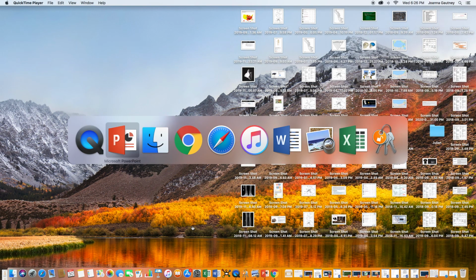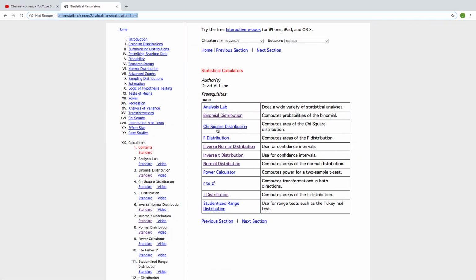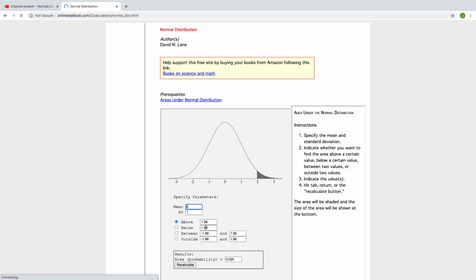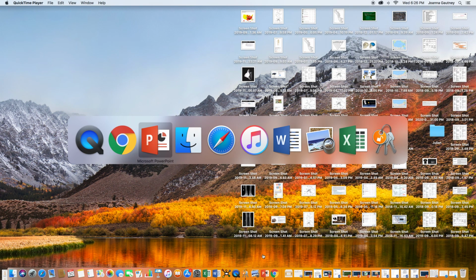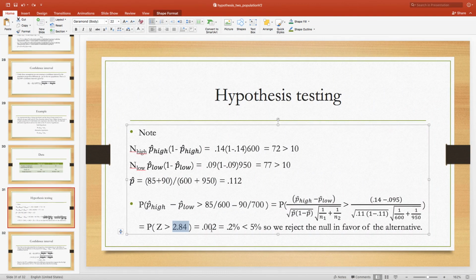So let's go to our list of calculators. Okay, let's go to the normal distribution. Okay, so mean 0, standard deviation 1, above 2.84, and let's calculate, that's 0.002. Okay, and we have 0.002, and so that's where we got that number.